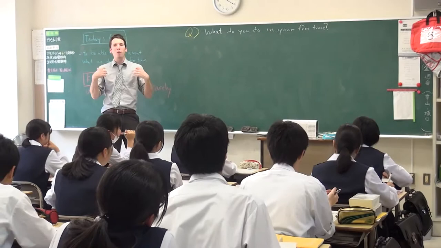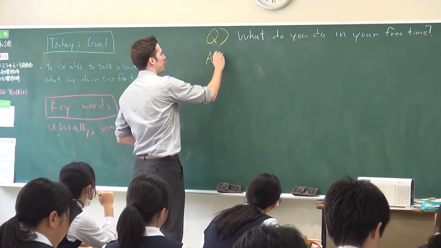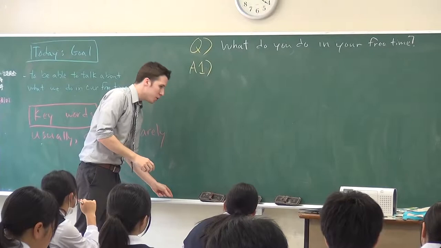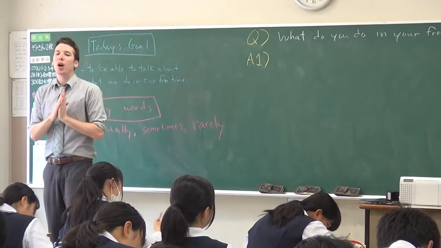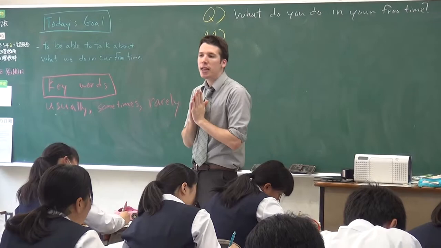Alright, so from now, I have three answers about my free time. So please listen carefully and take notes, okay? So answer one. So this is what Mr. Johnston does in his free time. So first answer, I usually play golf with my friend Rob. We're taking notes, right? I usually play golf with my friend Rob.